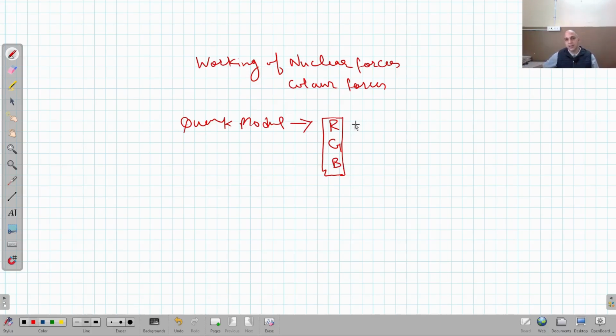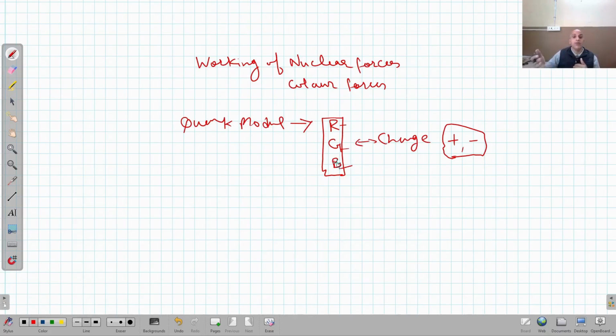Now this color charge, either red, green or blue, is also analogous to the charge in electrodynamics. We know in electrodynamics we have either a positive charge or a negative charge, right? Two possibilities are there. But in the case of nuclear forces, the quarks can have 3 types of color charges, either red, green or blue. Now these are basically the quantum properties of these quantum particles, right?